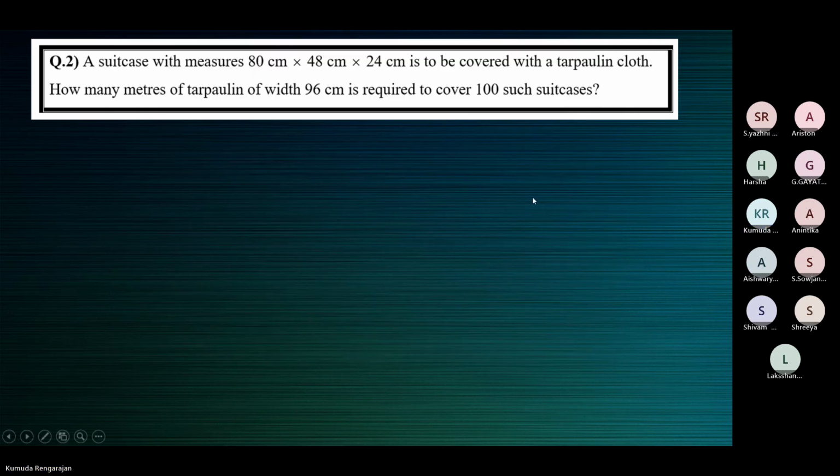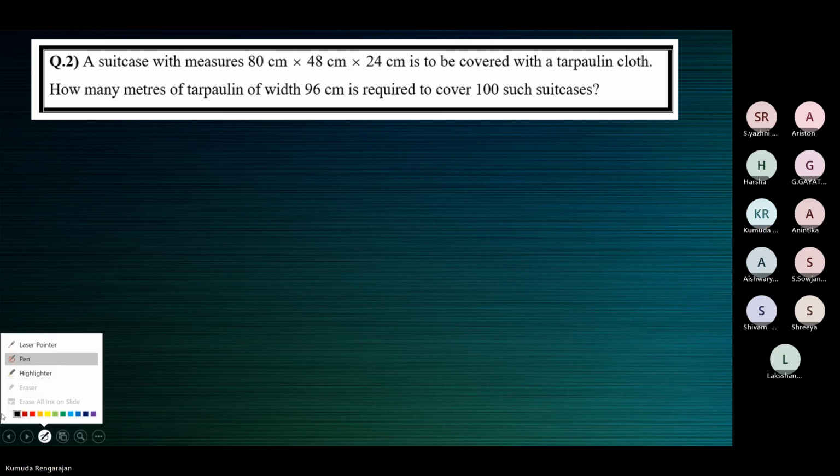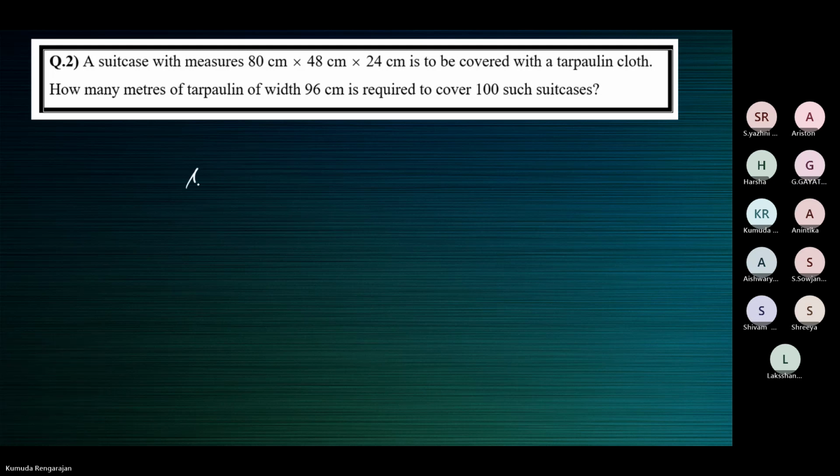Fine. All right. A suitcase with measures 80 centimeter by 48 centimeter by 24 centimeter is to be covered with tarpaulin cloth. Tarpaulin is a material, like we say canvas. It's a material. Okay, so a suitcase with measures, you can see the length, breadth, and height, is to be covered with a tarpaulin cloth.